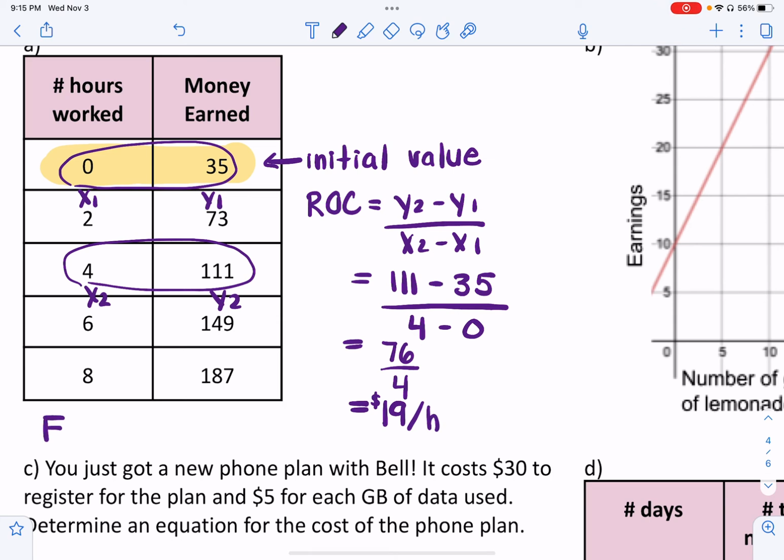So our earnings are $19 for every hour we work, plus that $35 we got for showing up. That's our first equation.